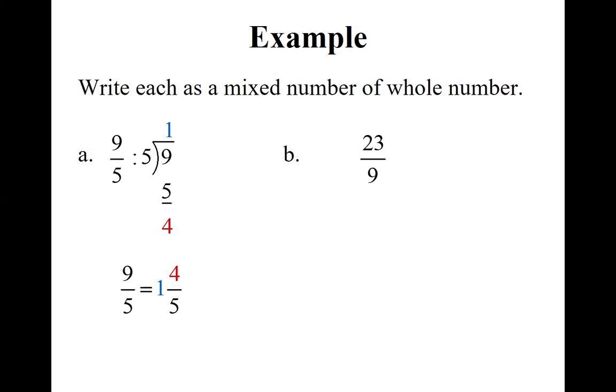Likewise, B, 23 over 9. Set up long division. 9 goes into 23 twice. 2 times 9 is 18. Subtract. 23 minus 18 is 5. Instead of saying 2 remainder 5, we say 2 5/9. Put that remainder over the original denominator. And that's it for this topic.